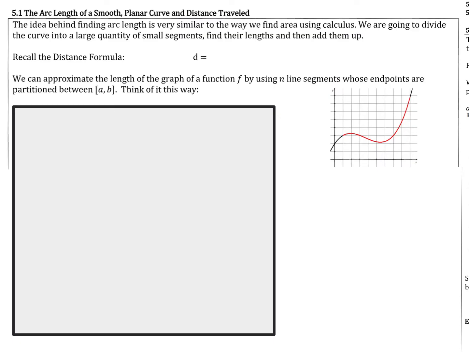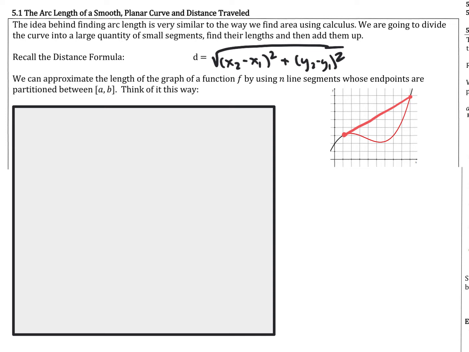So let's first talk about what we already know about length. And what we already know about length is the distance formula. So we can say that the distance is the square root of x2 minus x1 squared plus y2 minus y1 quantity squared. So if I wanted to approximate the length of this red piece, I could use a secant line and approximate that length.